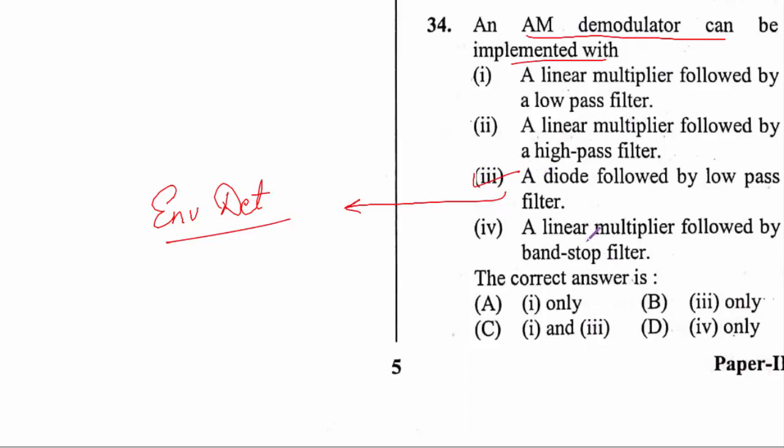And even a linear multiplier followed by band pass filter is also correct, but they have given band stop filter. So this fourth statement will be wrong. First and second statement anyway it is wrong. Statement 3 is only the correct statement. So option B is correct.